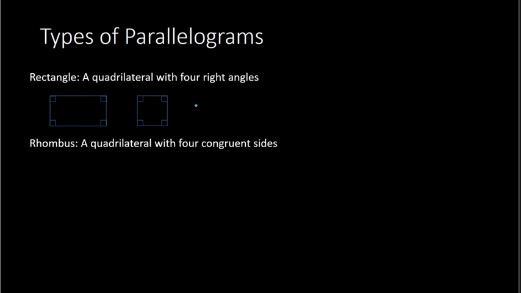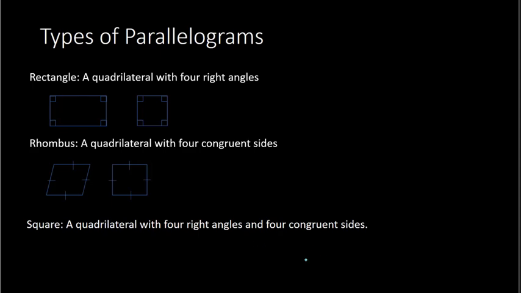Next is a rhombus. A rhombus is a quadrilateral with 4 congruent sides. So here, both of these shapes, we see that all the sides are the same. The first shape is what people typically think of when they think of a rhombus. But the second shape, which is a square, is also a rhombus because a square and a rhombus both have equal side lengths.